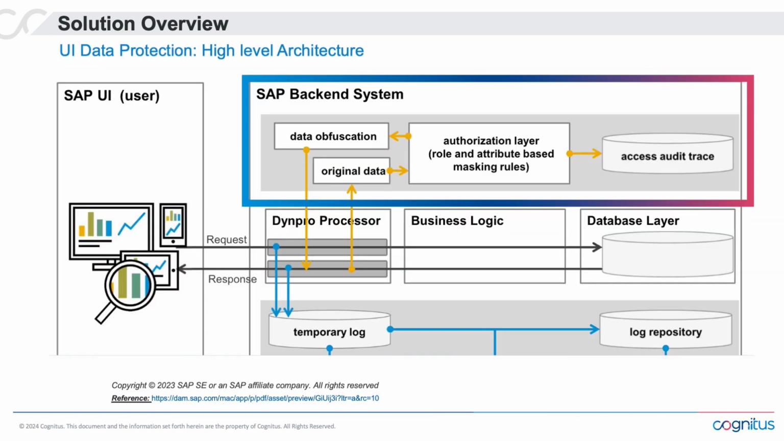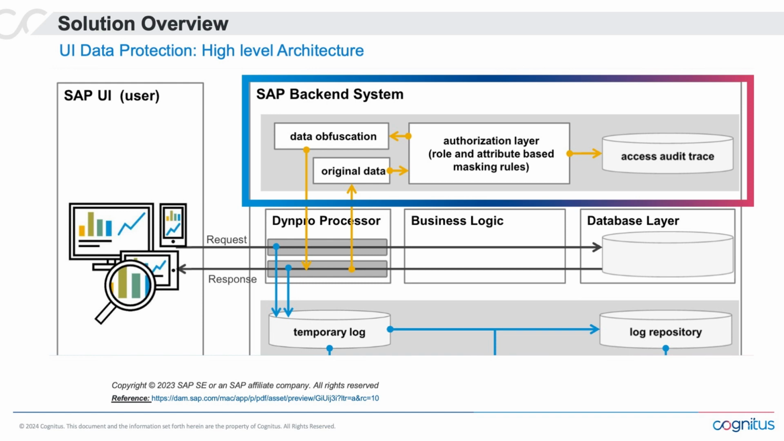Now, let's take a look at the high-level architecture to understand how UI data masking works. So if you see on the left-hand side, we have the SAP user accessing our system through the SAP UI. When a user requests for any information from the backend, you can see a request going through. However, when the backend system sends a response back to the UI, this is the point where data masking kicks in. So I would like you to focus on the highlighted section now.